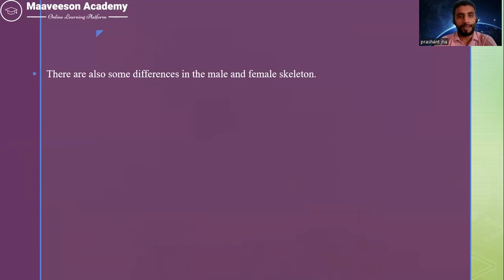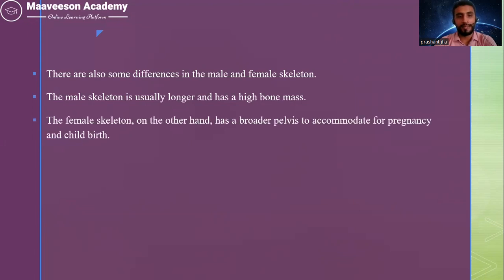There are also some differences in the male and female skeleton. The male skeleton is usually longer and has a higher bone mass, while the female skeleton, on the other hand, has a broader pelvis to accommodate pregnancy and childbirth.